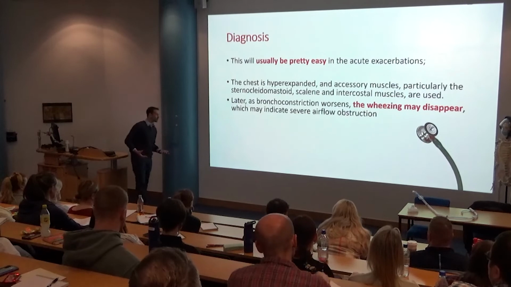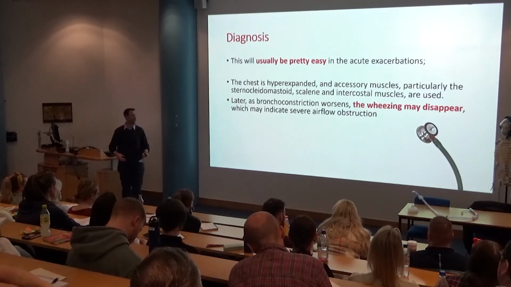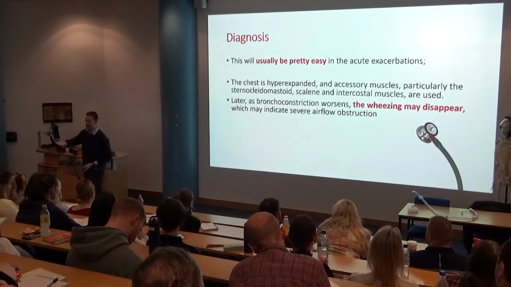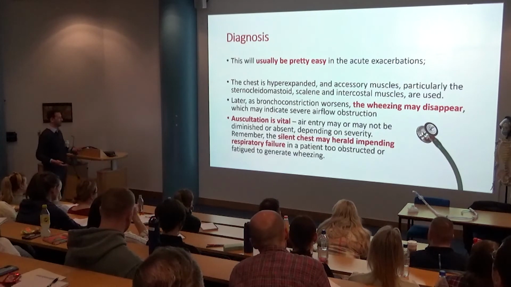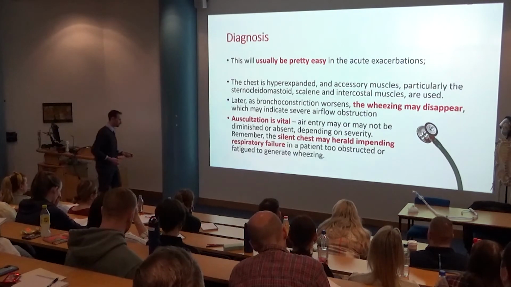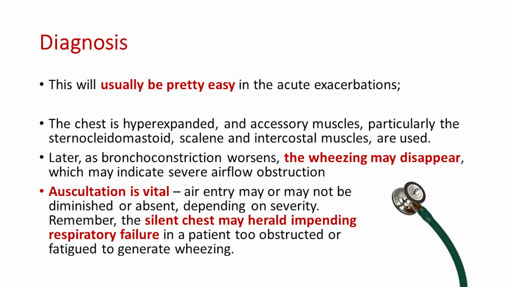As the bronchoconstriction worsens, the wheezing might disappear, and then we start getting a silent chest. When we get to the silent chest, it doesn't mean that the asthma has resolved. When we get to that point, it means that where we're at is not very good, okay?